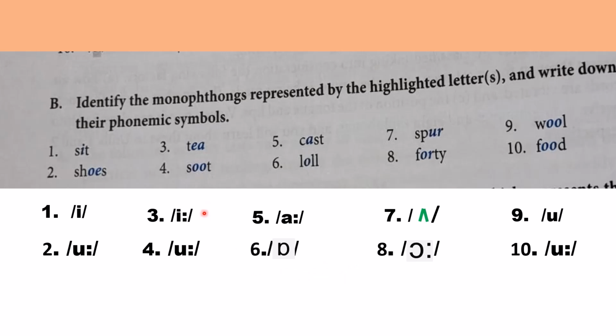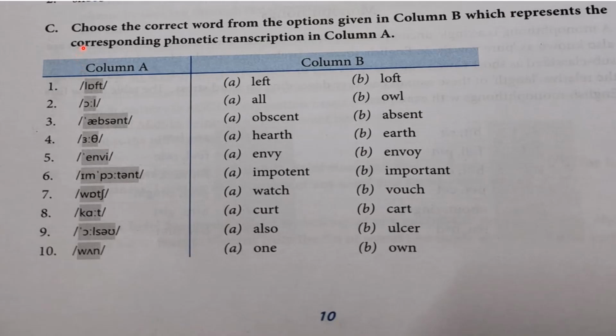This is how you are going to identify the monophthongs and write them. So I again repeat, students, the best way to learn these sounds is with examples. Only with examples will you be in a position to learn the symbols. Otherwise, it will be very, very difficult to remember the sounds. So the next exercise, C. Choose the correct word from the options given in column B, which represents the corresponding phonetic transcription in column A. The phonetic symbols are given in column A and the words are given in column B. So you have to identify, looking at the symbols, which is the correct word.